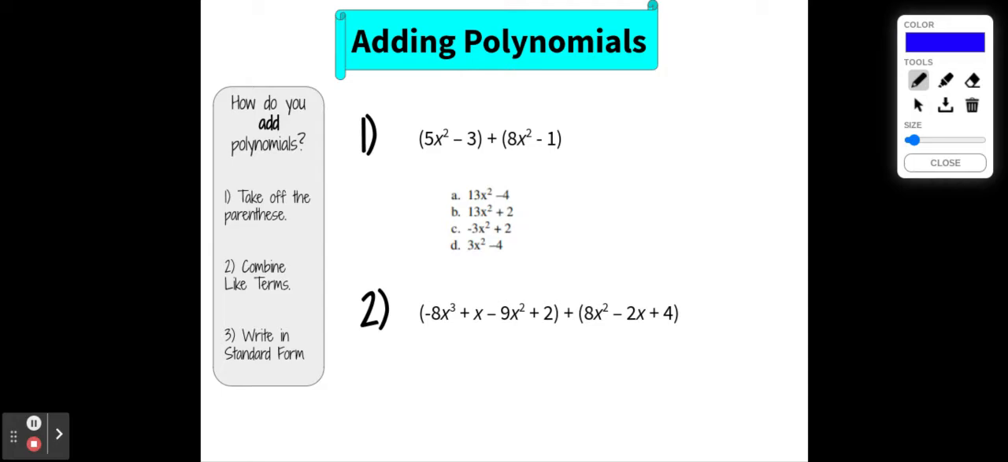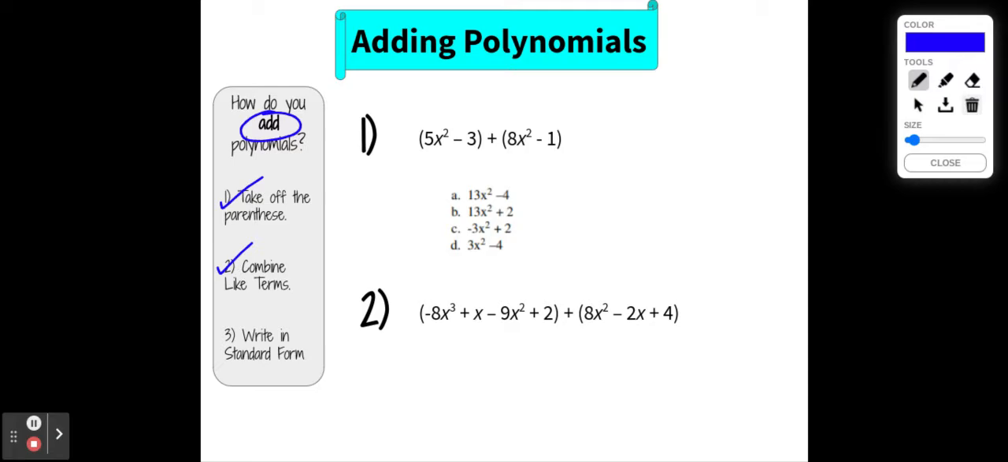Noticing here that when we're adding polynomials, we really don't need the parentheses because this would be just like distributing a positive 1 and then distributing a positive 1 in front of here, and that's not going to change the expression at all. So it is not necessary when we're adding polynomials to distribute anything. We can just take off those parentheses. So just pretend like they're not even there. I'm not even going to rewrite this expression. We're just going to pretend they're not there. We're going to go right down to combine like terms.